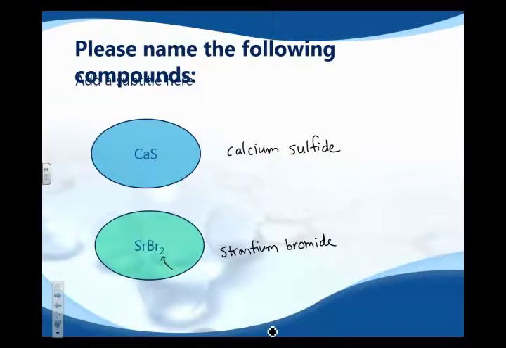Notice I don't have to put anything in the name telling me that there are 2 bromines, because of the rules for ionic compound formulas, and because we have the periodic table, which tells us that strontium is always a +2 and bromine is always a -1. So if we were given strontium bromide, we would always come up with SrBr2 because that's the only combination that fits the rules.